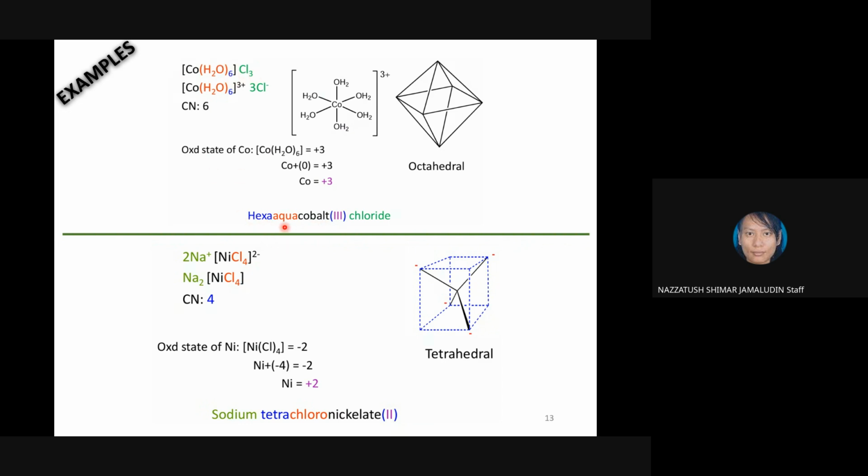Now, how do you name this? We start with the ligand. What is the ligand? Water. The ligand coordinates to metal, so it will be named aqua. How many aqua? 6, so hexaaqua. Cobalt. Should it be cobaltate? No, because this cobalt is in the cationic sphere. What is the oxidation state? Upon calculation, we got +3. So it's hexaaquacobalt(III). What is the counter ion? Chloride.